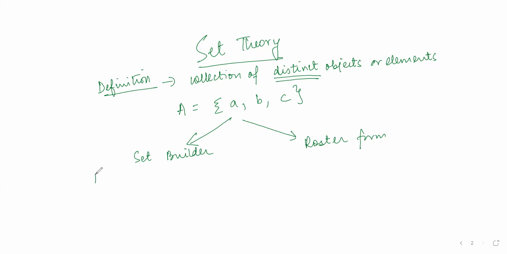What does this mean? Set A is all x such that x is between 5 and 8, where x is a natural number. In the roster format, the same thing will be written as 5, 6, 7, 8. Both of these are describing exactly the same thing, but one is in a set builder format, the other is a roster format.